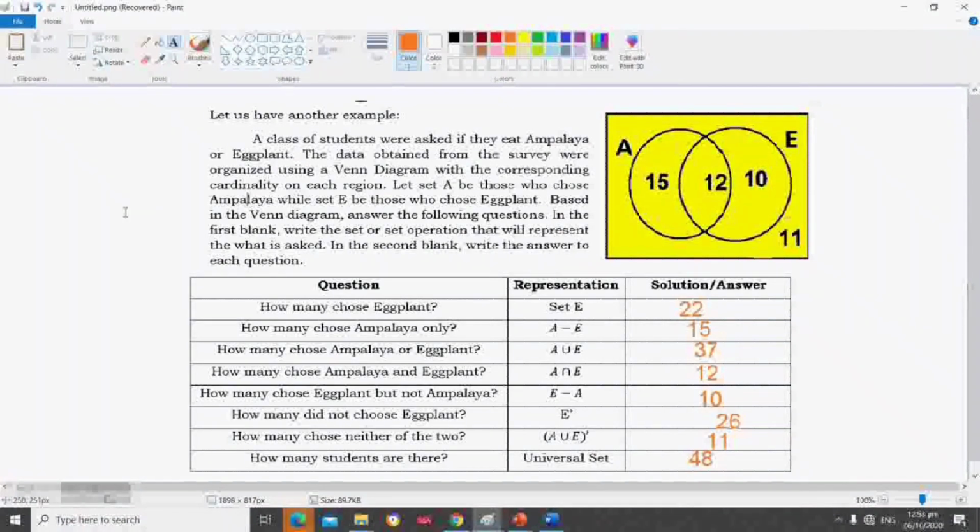Ginawa ko to para at least mag-guide kayo sa topic na to kasi medyo mahirap talaga to. But, move on sa mga next examples which is more complicated. So for this, we have 2 circles. For the next problem, we're going to have 3 circles.